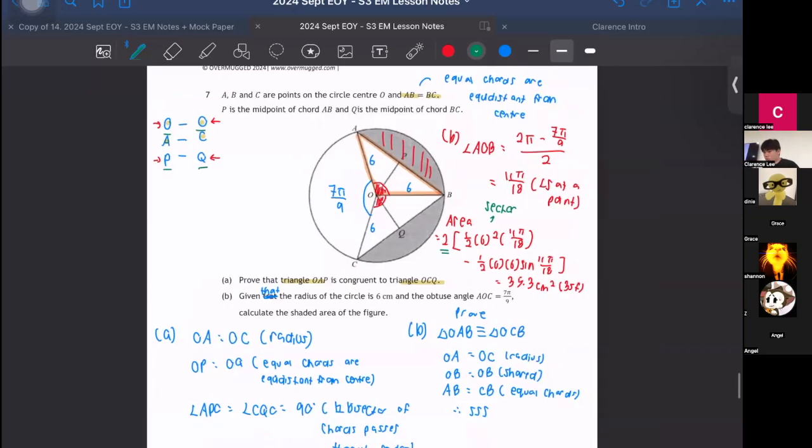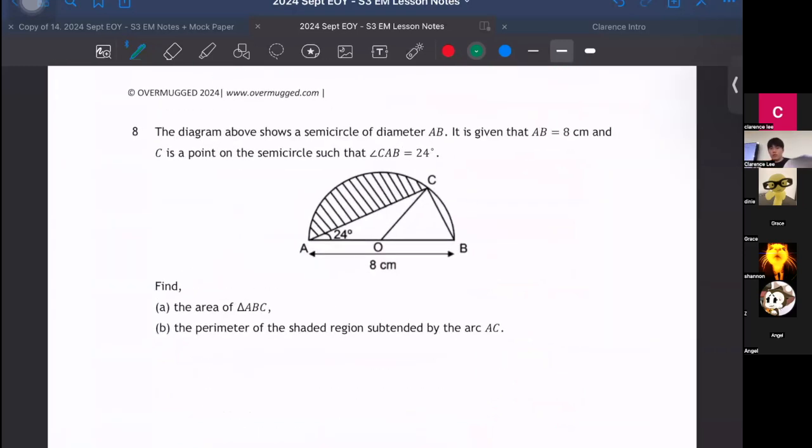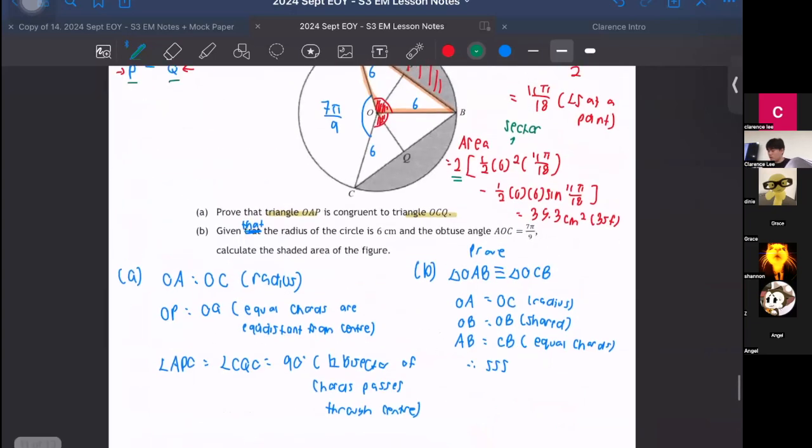Okay, moving on to the next question. Okay, sorry, hold on. Give me a while. I need to make sure that my laptop is charging. So I'll leave the screen here first so you can take a look at the working.